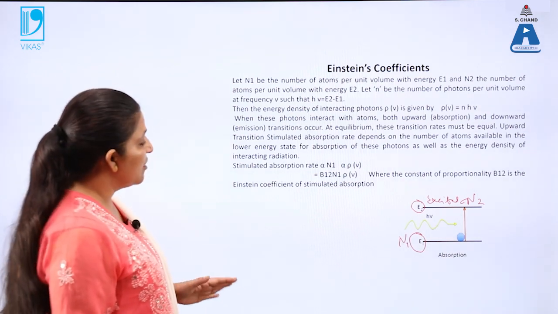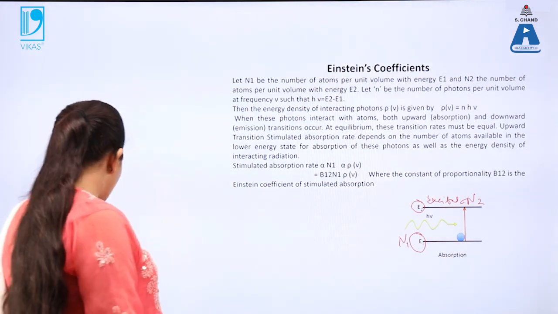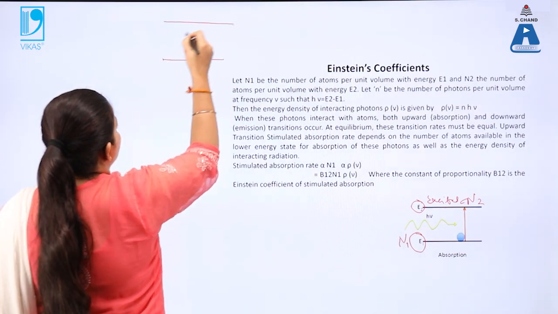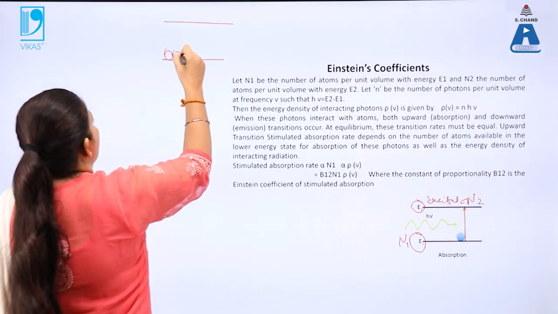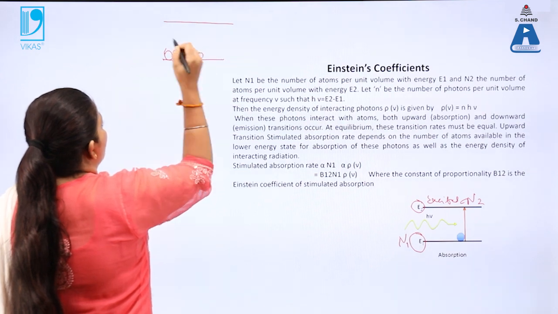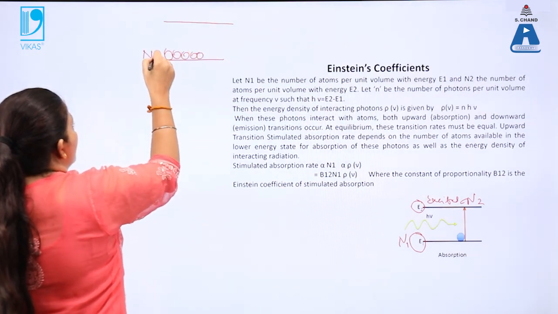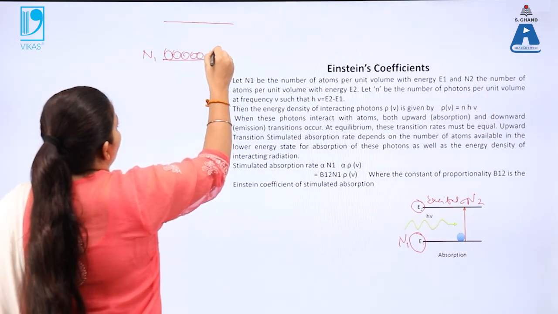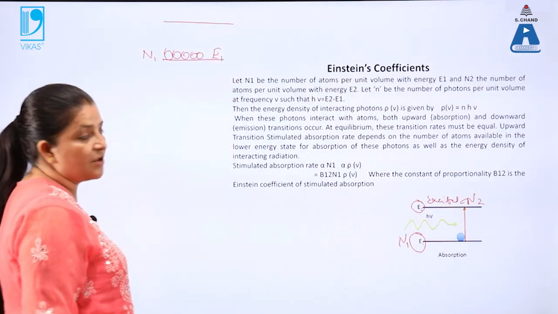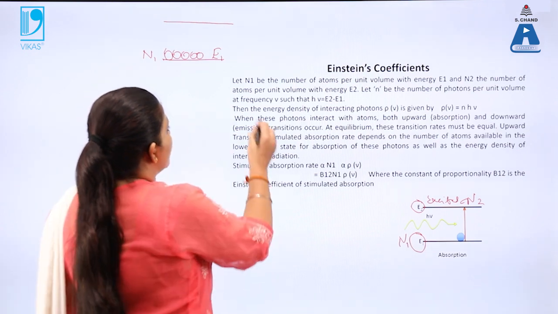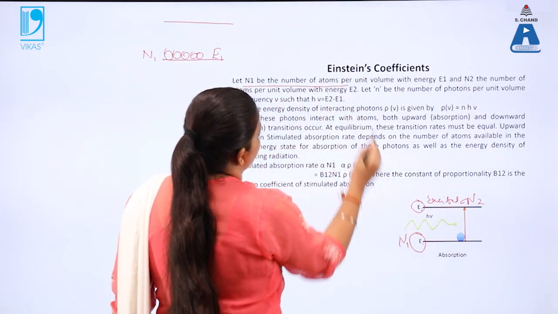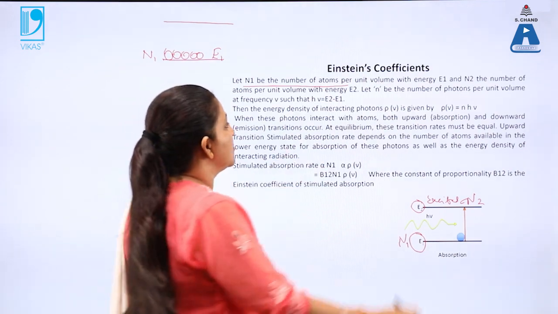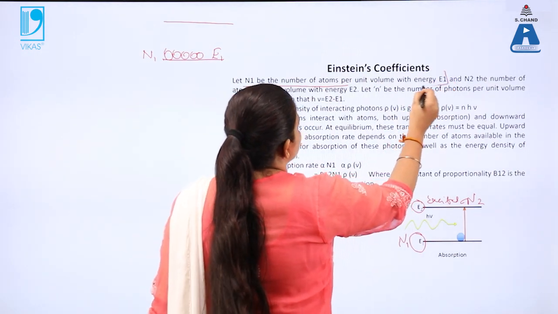Now initially, what will be there? If this is the ground state and this is the excited state, all the atoms will be present in the ground state. Now N1 is the number of atoms present in the ground state with energy E1, or you can say the number of atoms per unit volume with the energy E1. Now this is the first assumption.